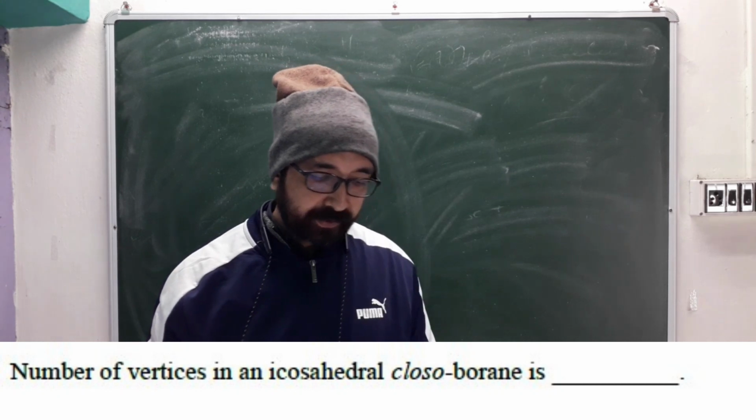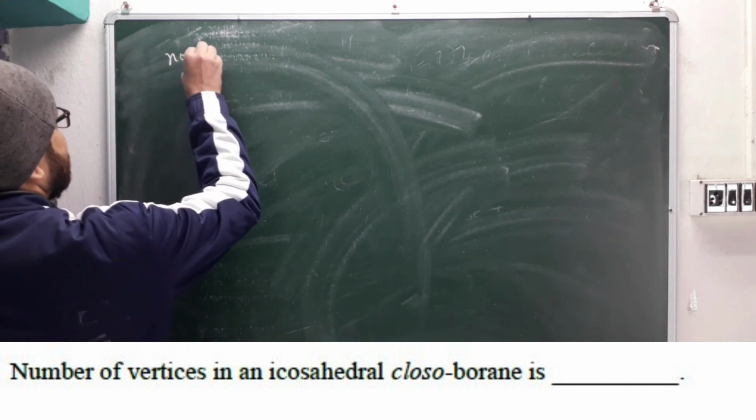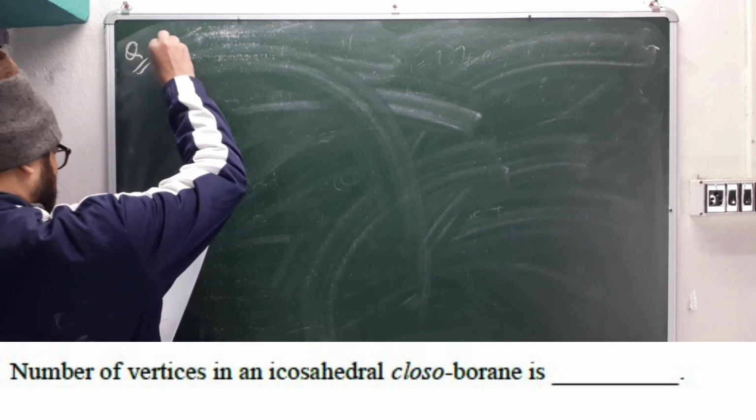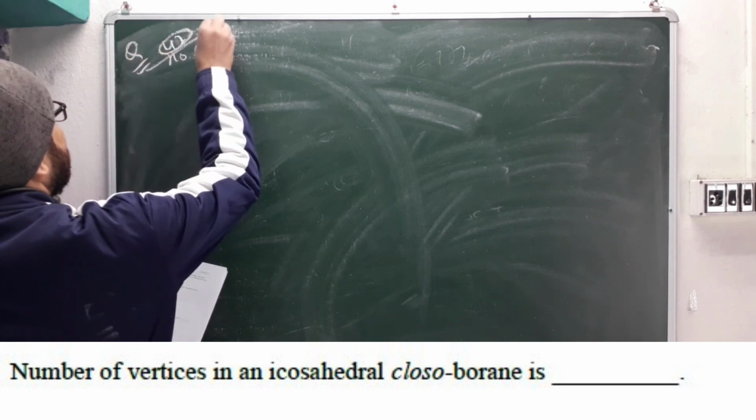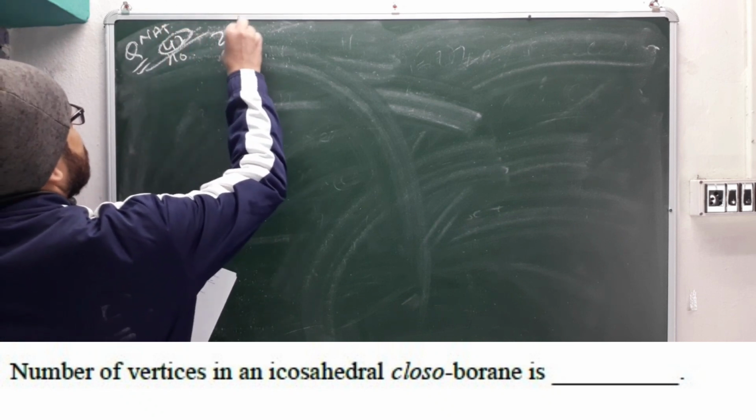Number of vertices in an icosahedral closo-borane. Okay, number of vertices they have asked. It is question number 47. It's a numerical type question, NAT. It was asked in 2019.